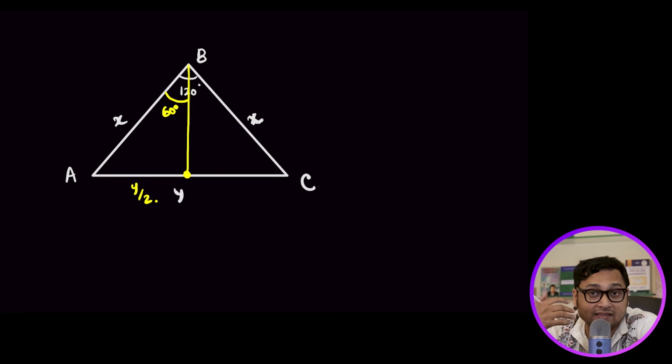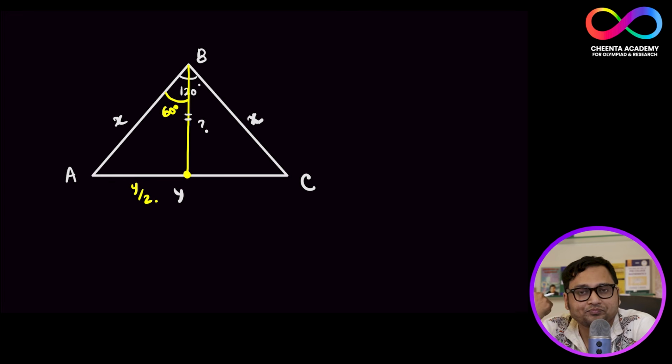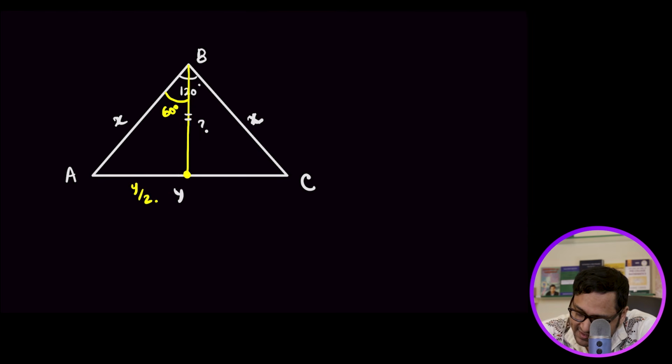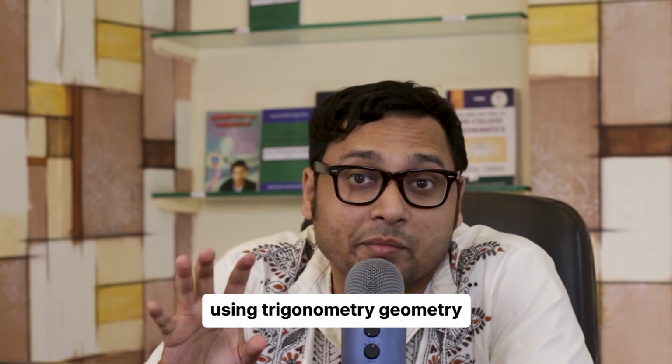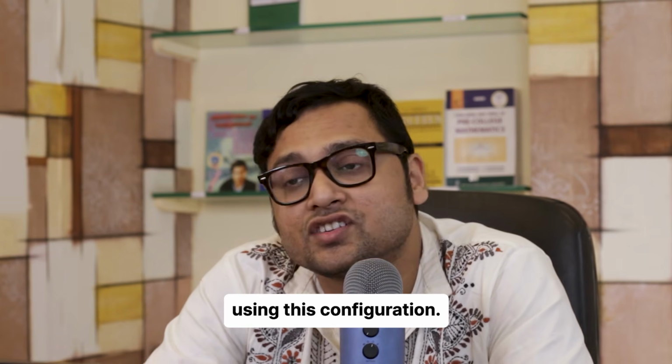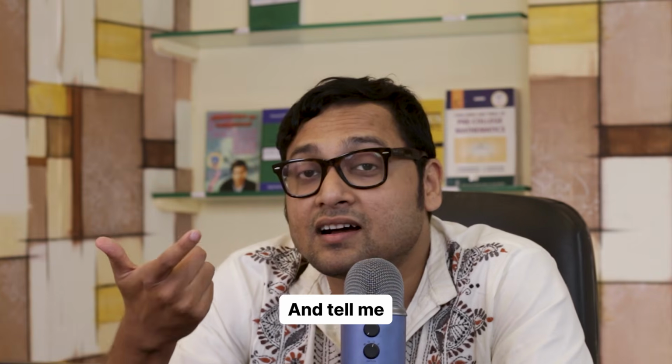So what you have to estimate, and this I'll give it to you as a challenge problem, it's pretty simple, is essentially the length of this side. So one way to do this is that since this is 90 degree, you can easily drop 60 degree from here. So this is 60 degree. Naturally, if this is 60 degree, because you can chop off 60 degree, right? If this is 60 degree, then that is also 60 degree, because its total angle is 180 degree. So my question is, just using geometry, without using trigonometry, using this configuration, can you give me a proof or give me the ratio y by x, and tell me in the comment section.